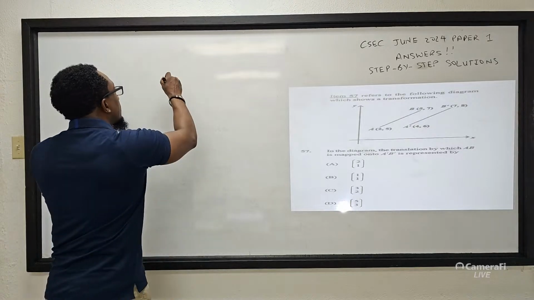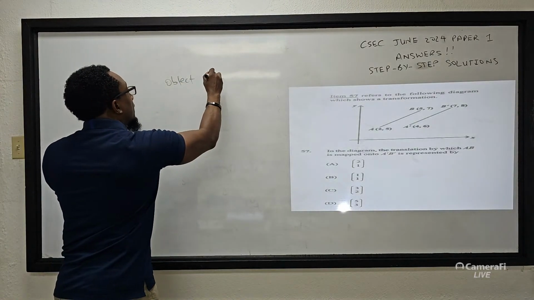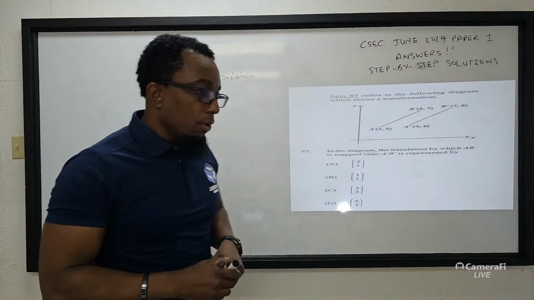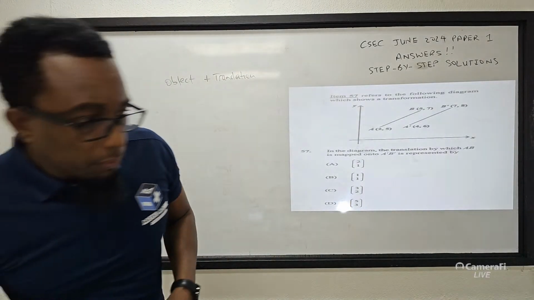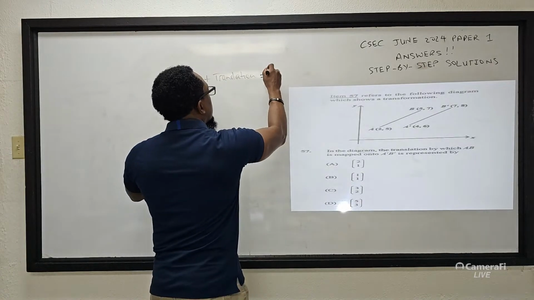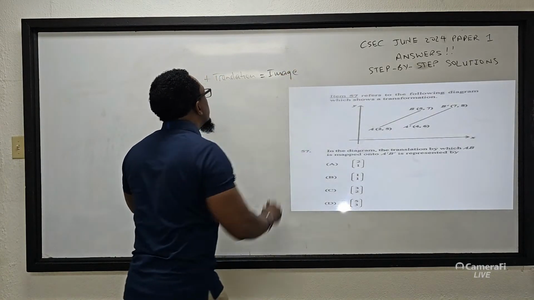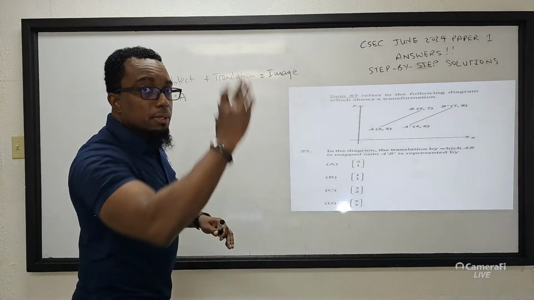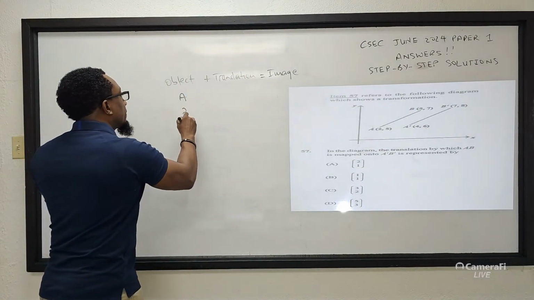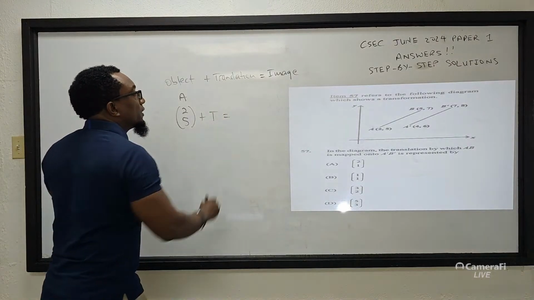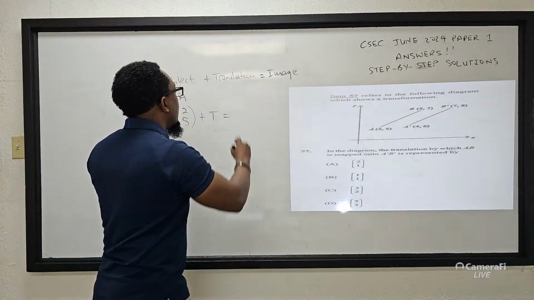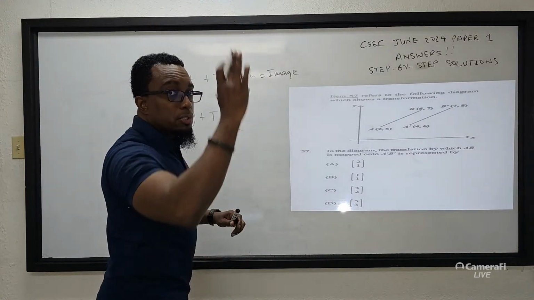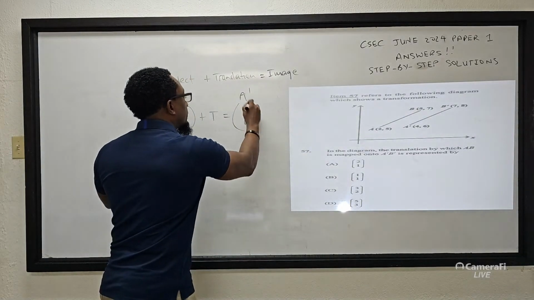So object A plus the translation equals the image. Our object A, I'm going to write it as a column vector 2, 5, plus the translation will give me my image A prime, and I'm going to write it also as a column vector 4, 6.